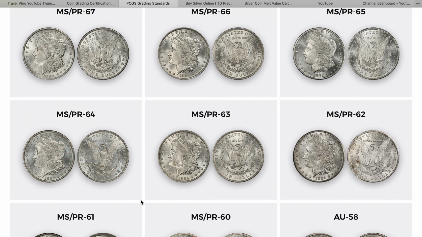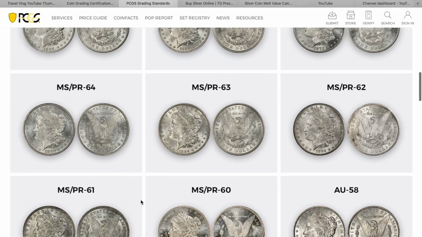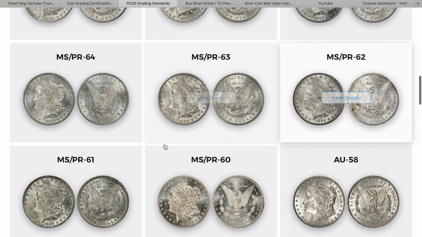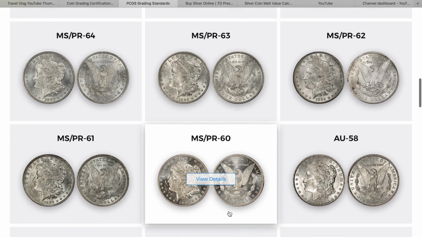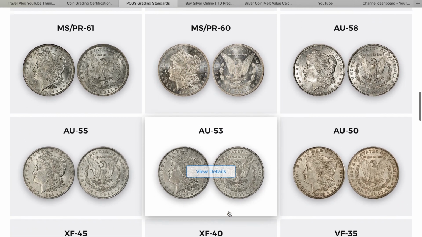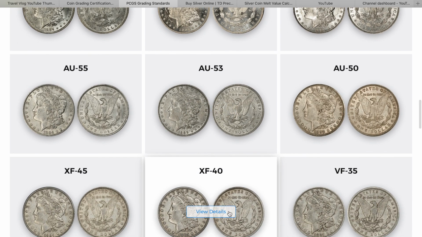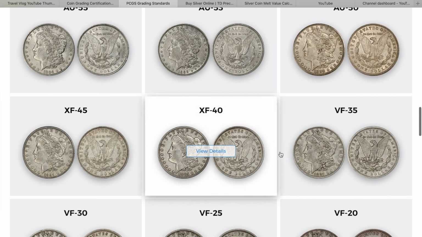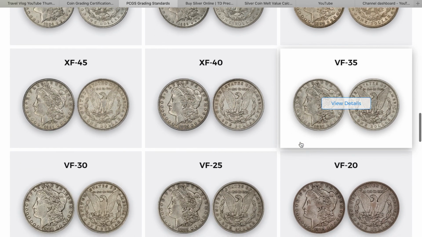But as you can see here, just looking at the pictures, it slowly gives examples of what you're looking for as you're going down. You start seeing some toning or some scratches, stuff like that. But they do give a full example here of some of the XF, which would be extremely fine, I think it was. And then the VF was the very fine. So they'll give you a little bit of an example here.